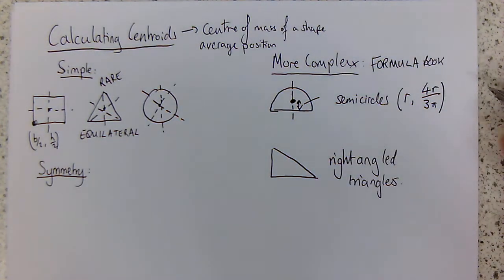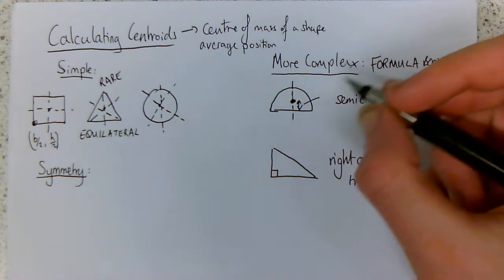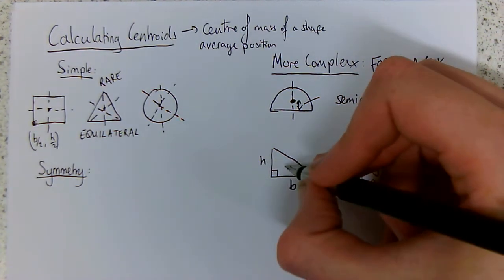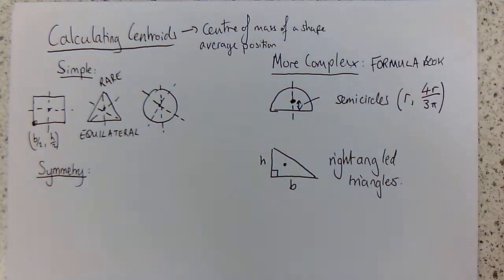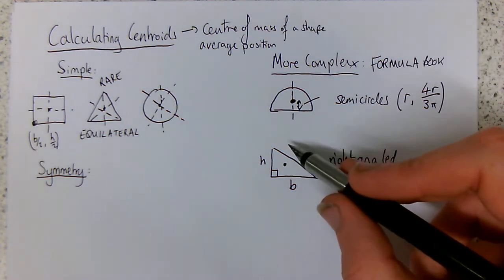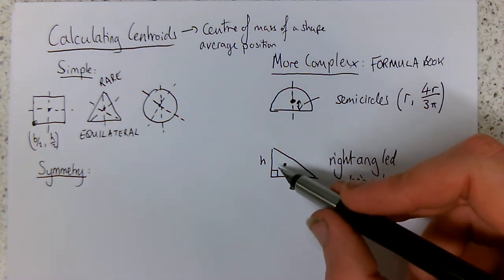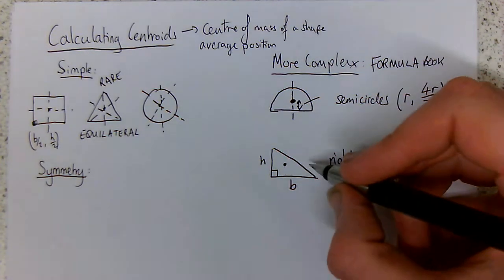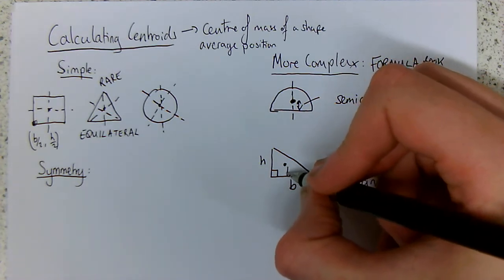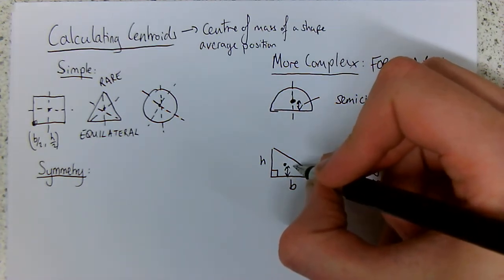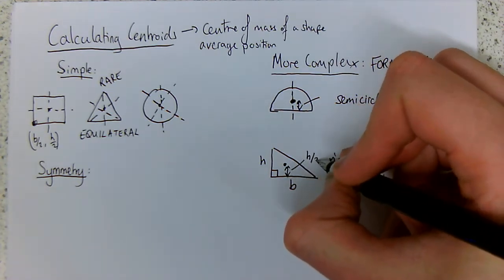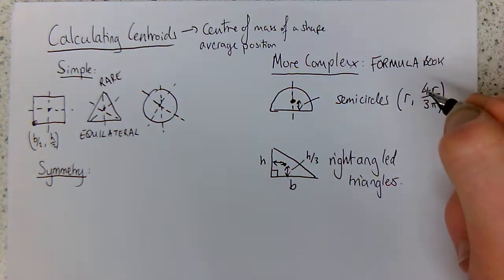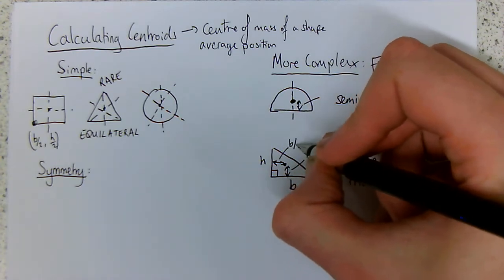For right-angled triangles we also need a formula to find the centroid location. Its location is roughly closer to the right-angled side than the other ones. Measured from the bottom, it is the height divided by 3, and measured along from the right-angled side, it would be the base over 3.